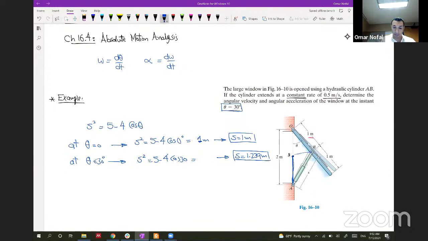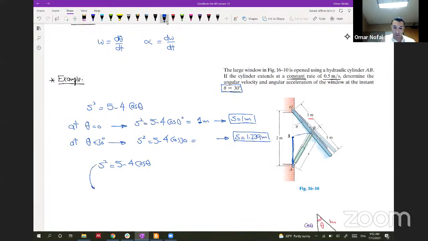And actually we can get this from this equation. What if we have right now s squared is equal to 5 minus 4 cosine theta? What if we differentiate this with respect to t, sorry. So we can get velocities. So if we differentiate s squared with respect to t, it will give us 2s multiplied by ds/dt. Why? Because if we differentiate this term with respect to s, it will give 2s only. But we are differentiating with respect to t, so we will have ds/dt at the end here.